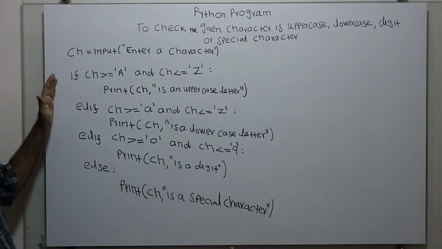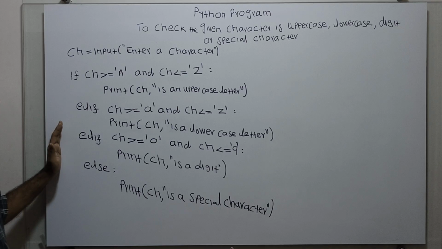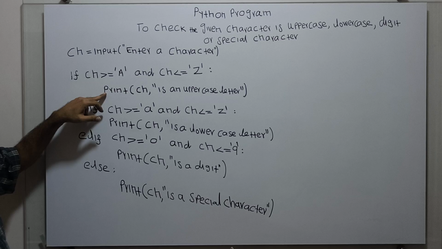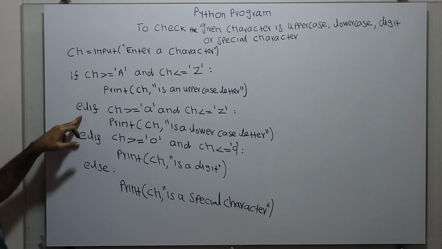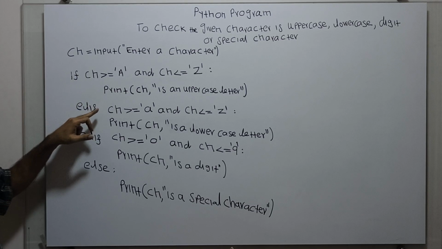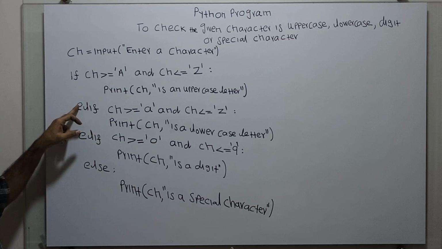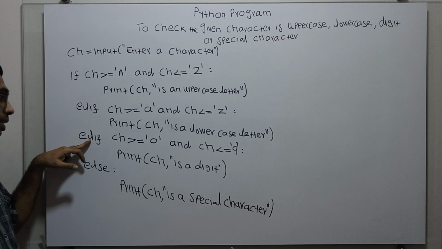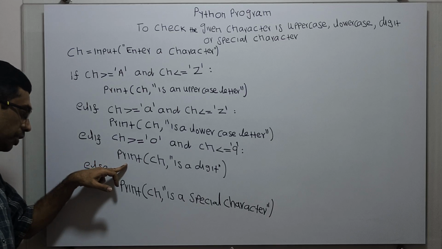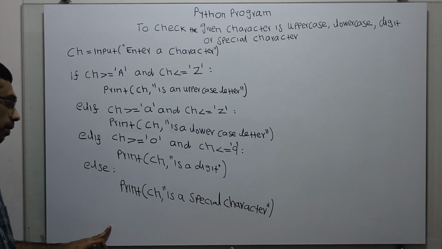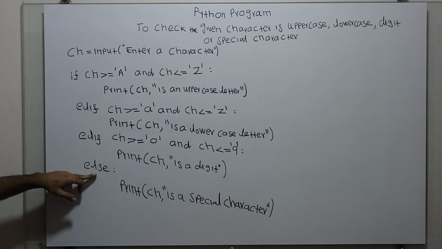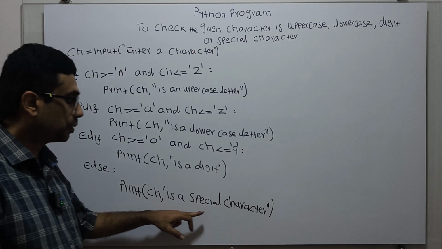So in the if elif else structure, during the execution, only one statement will get executed. If the condition is true, the if block will get executed. If this is false, it will come and check the first elif. If this is true, the elif block will get executed and control will come out. If this is also false, then only the next elif condition will be checked. If this is true, the statement will get executed and control will come out after the else statement. So if this elif is also false, control will come to the else and print ch is a special character.